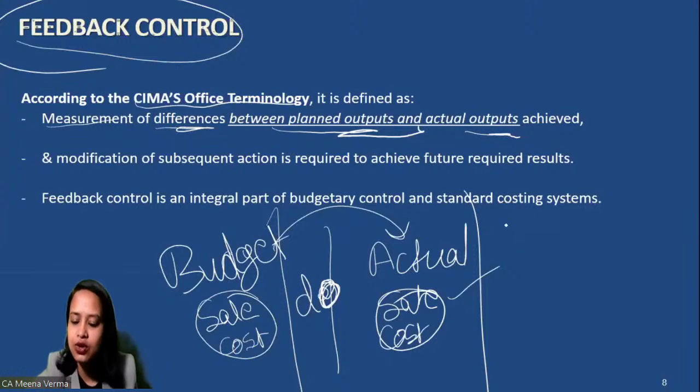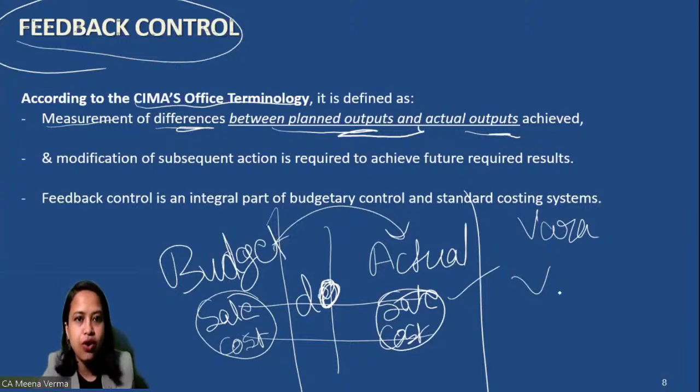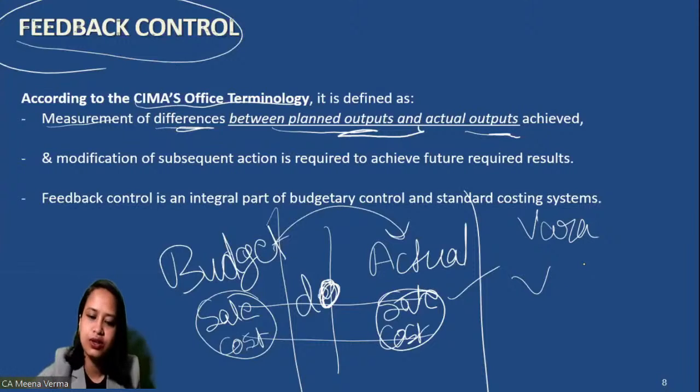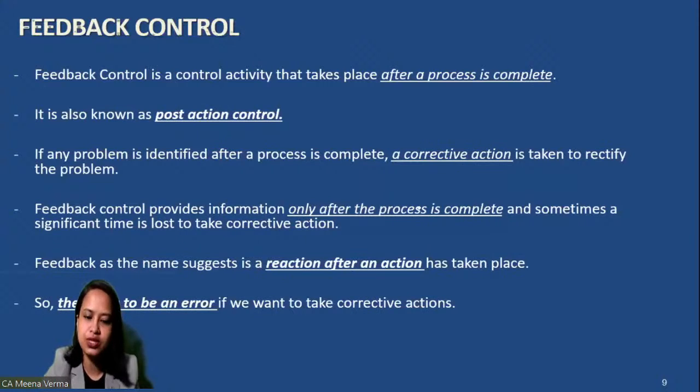Then you try to find out the variances, the errors, the problems. Why has the sale decreased, why has the cost increased? If there are any variances, you record them, you try to find out the reason why they are arising, and then you try to find a way to improve. This is all about feedback control. This is what is written here: measurement of the difference between the planned output and actual output, and modification of subsequent action is required to achieve the future result. Feedback control is an integral part of budgetary control and standard costing system.